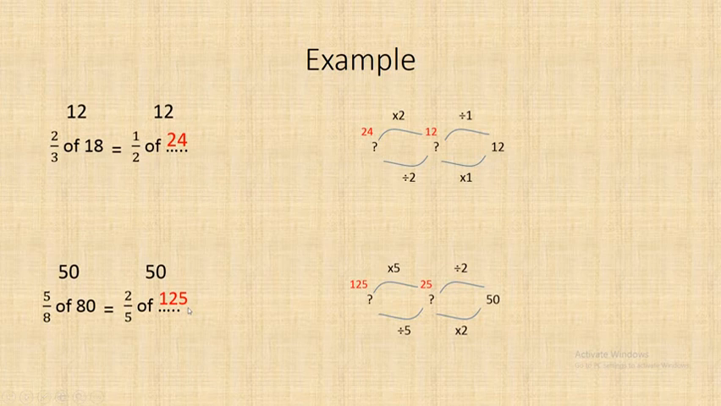And again, make sure of your answers. 125 divided by 5 is going to be equal to what? Exactly, 25. And after that, I will multiply this 25 by 2. So it's going to be equal to 50. Okay.